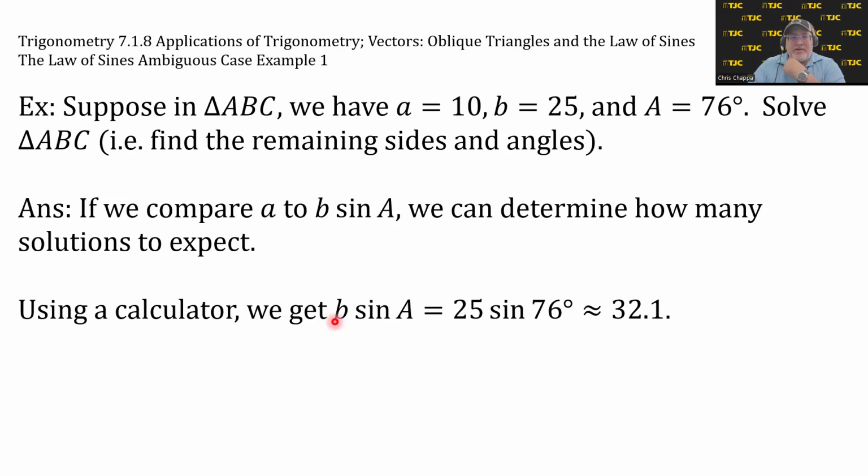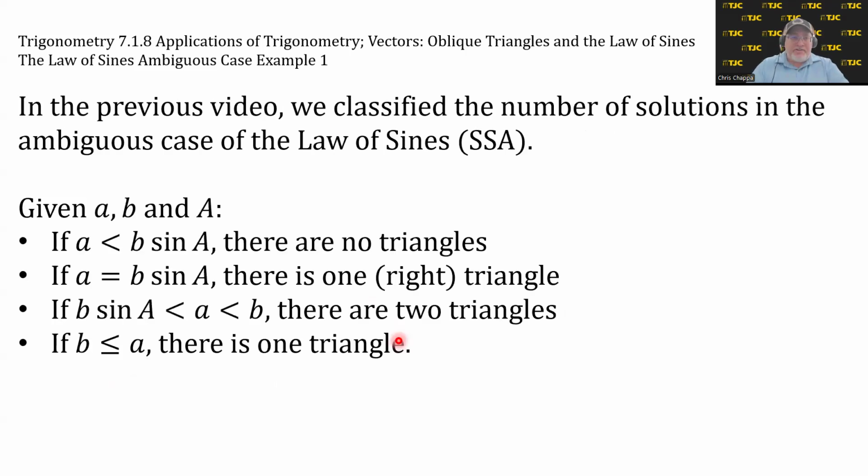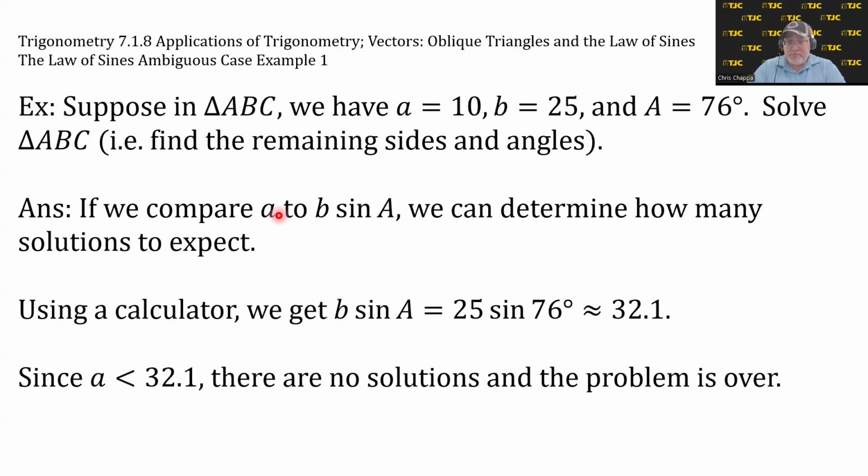Well, if you use a calculator to evaluate b sine of A, that's 25 sine of 76 degrees, which is approximately 32.1. And notice that a is less than this. a was 10, b sine of A is 32.1. Since a is less than b sine of A, there are no triangles. Problem's over.